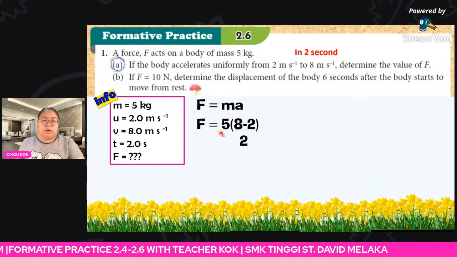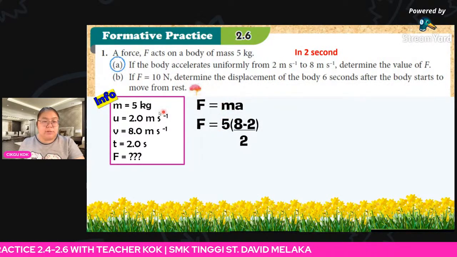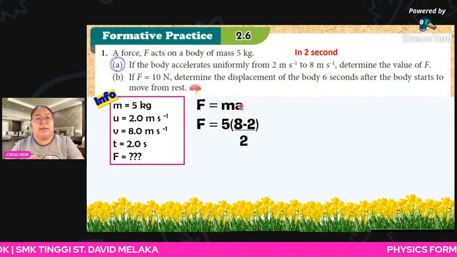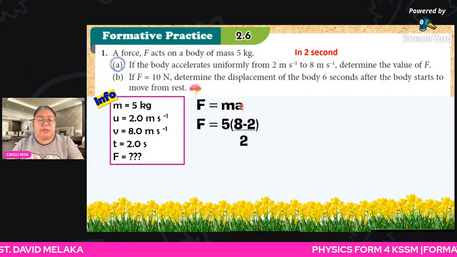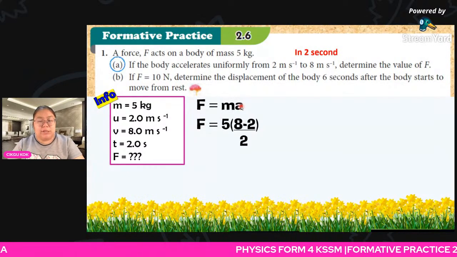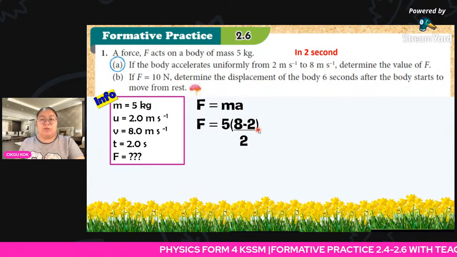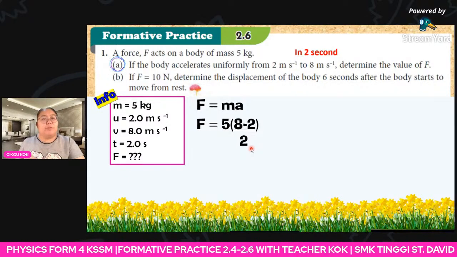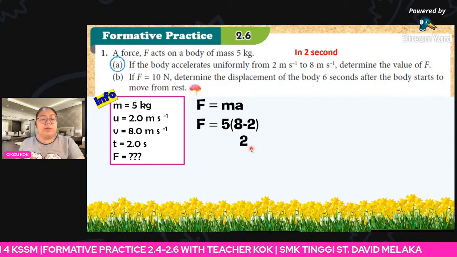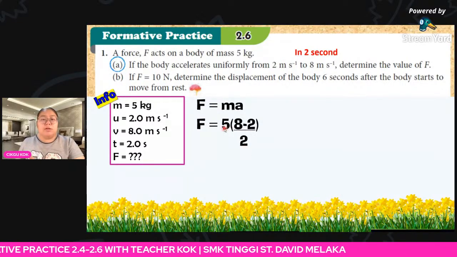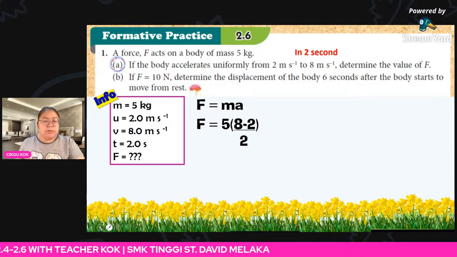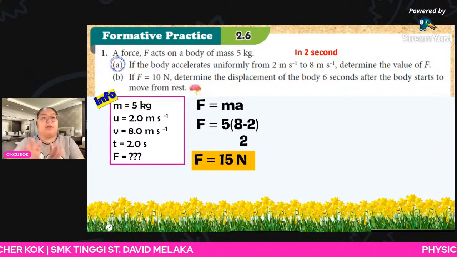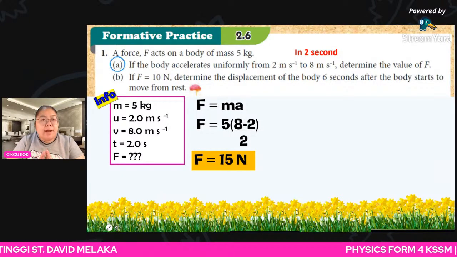So from here, 5 is the mass, so we apply the 5. Acceleration, how do we find it? Remember, acceleration is final minus initial, divided by time. So final 8 minus 2, divided by 2. From here, I get the answer, T-Wash already has it. Then we just multiply, so we get the answer: 15 Newton. Correct, T-Wash.